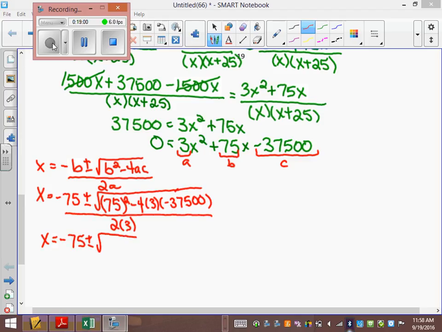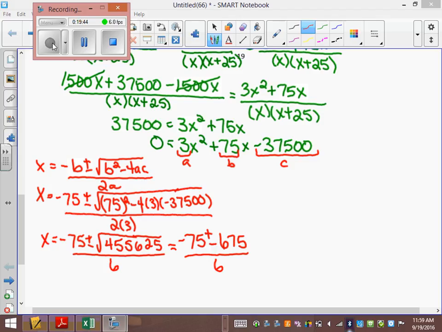Whenever you have something under the square root sign, remember you just put it in your calculator all at once, exactly how it looks. Bracket 75 bracket squared, minus 4 times 3 times negative 37,500. Ooh, what? You're going to get 455,625 over 6, which is negative 75 plus or minus 675 over 6, because the square root of 455,625 is 675. And then we get two answers.